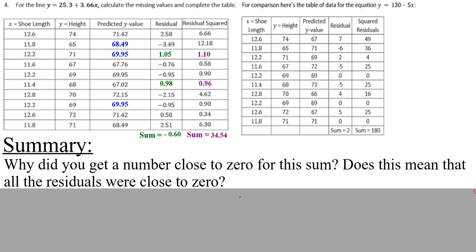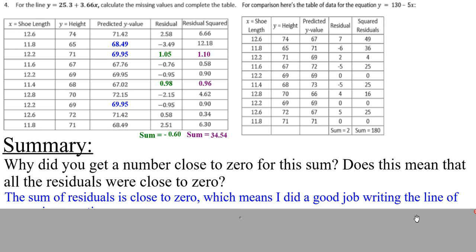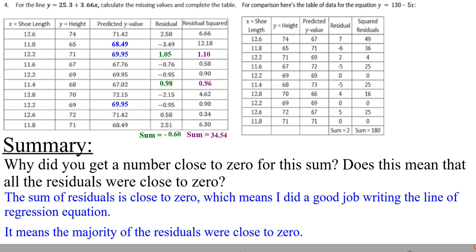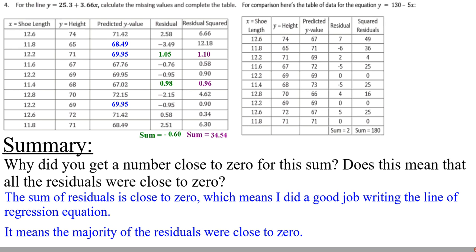Why did you get a number close to 0 for the sum? And does that mean all the residuals were close to 0? Well, the 0 for the sum means we did a good job writing the equation for the regression line, so the line of fit. And it also means that the majority of the residuals were close to 0. So we were on target to our objective, find the line that would give us predicted values close to the actual ones.